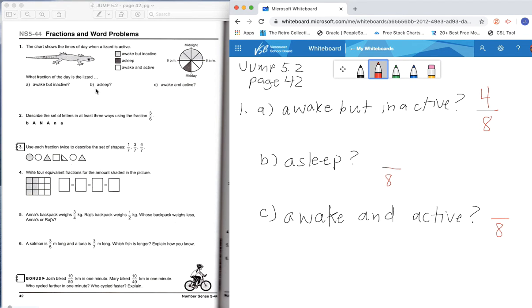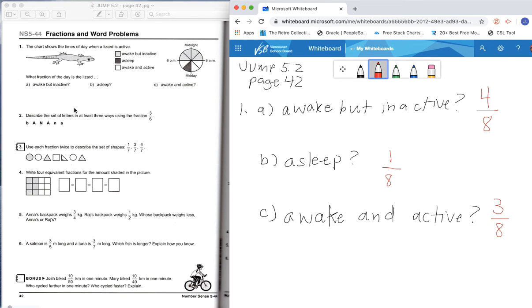B, what fraction of the day is the lizard asleep? So asleep is dark gray. So only 1 eighth. So you're going to write 1 eighth below asleep. And C, awake and active. So count the white parts. 1, 2, 3. So it's 3 eighths. That's all you need to do.